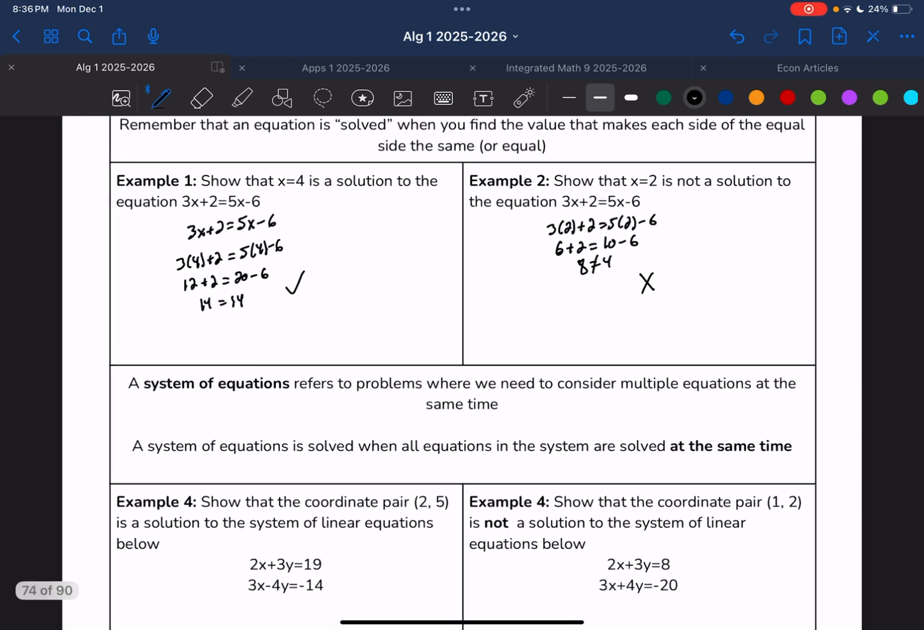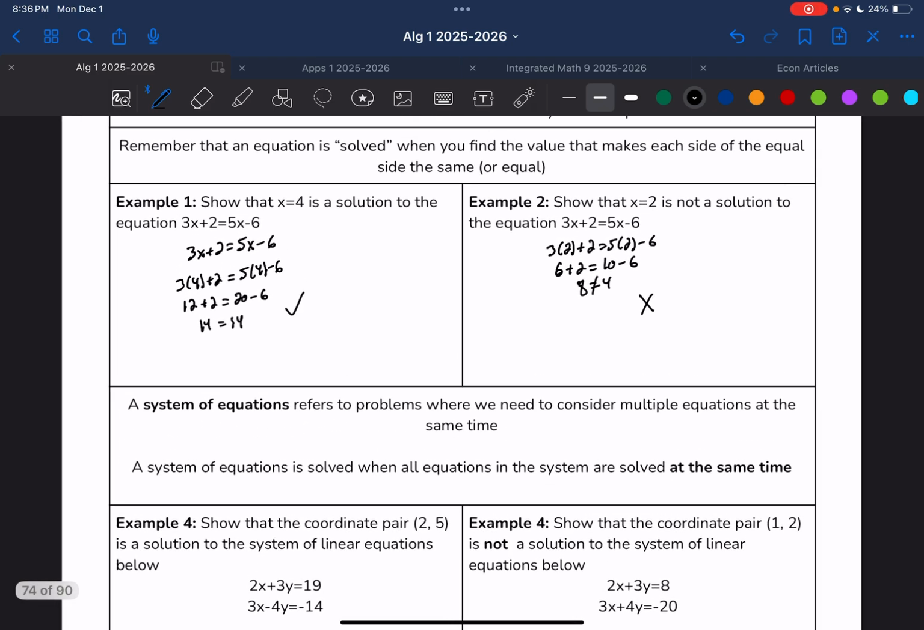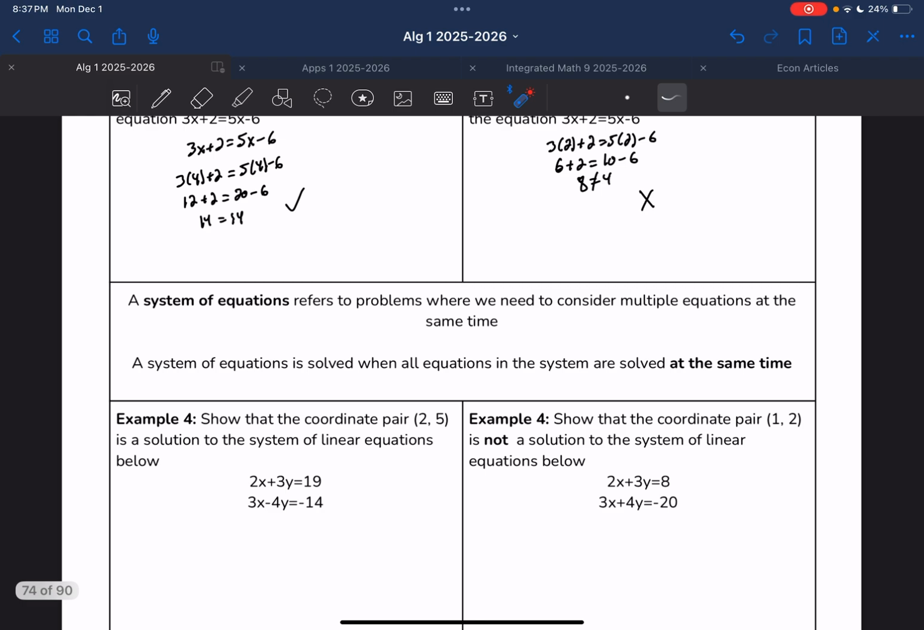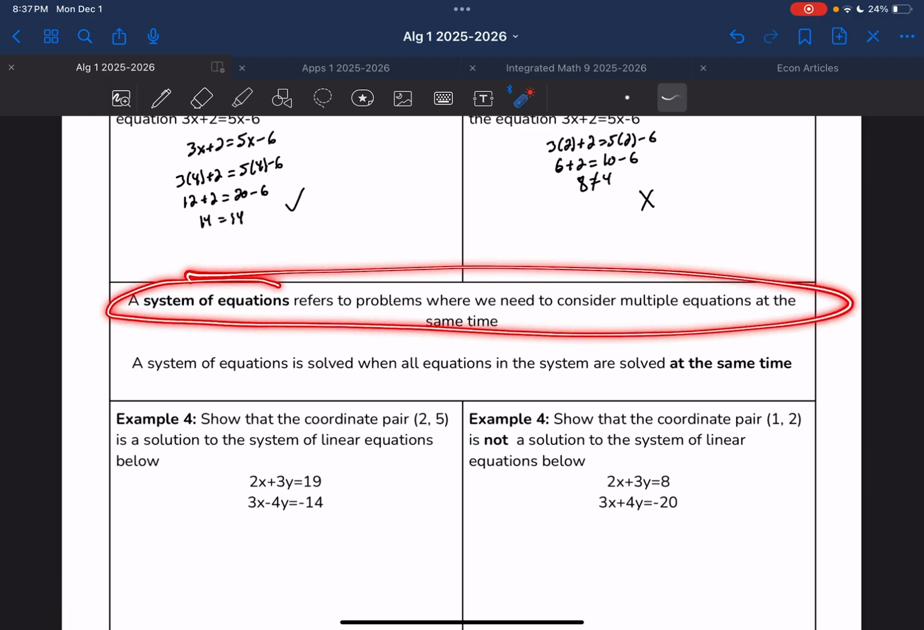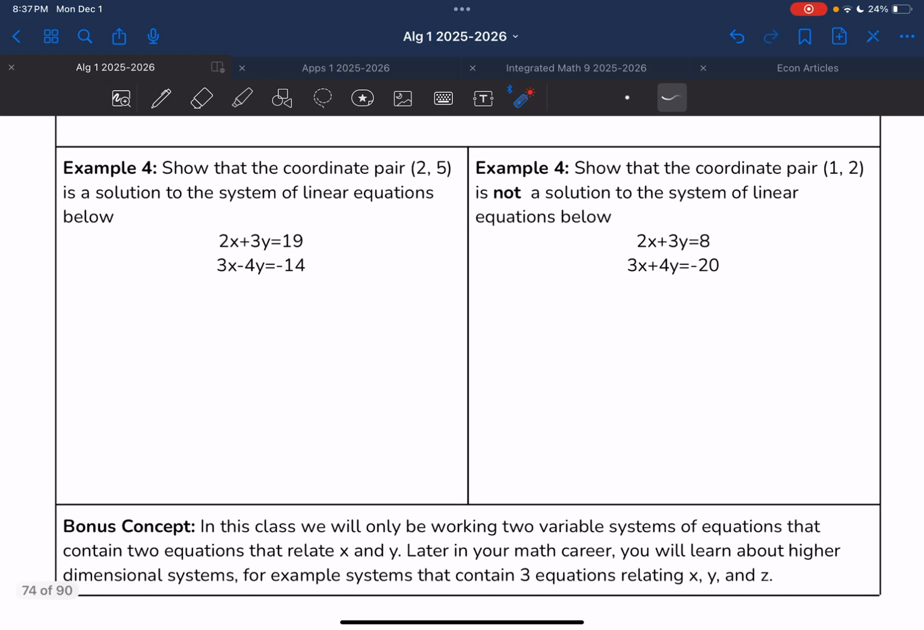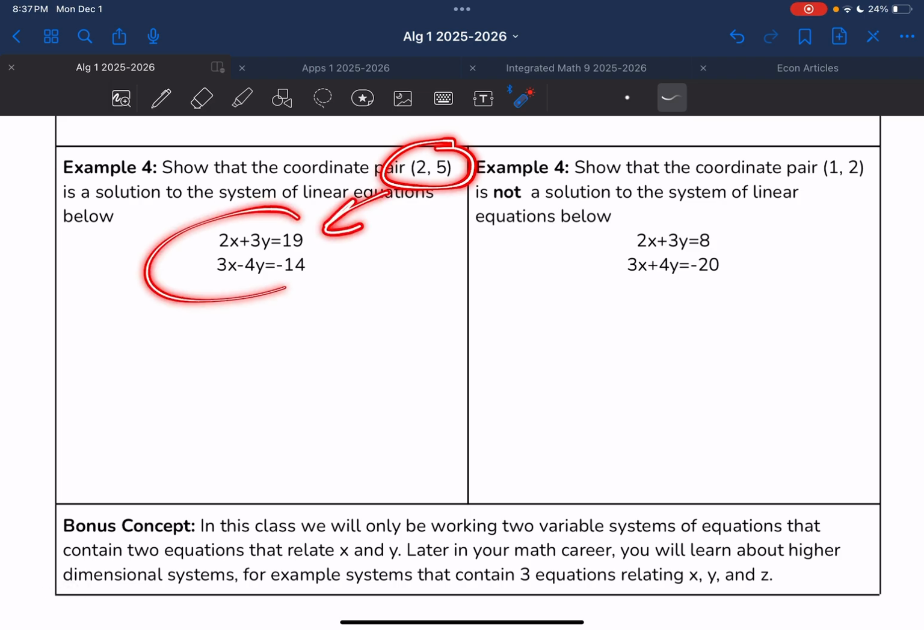This is how we think about finding a solution for a single equation. Now we're going to be looking at a system of equations. We're going to have multiple equations with multiple variables, and we need to solve all of the equations at the same time. We want to find one set of values, x and y, that solve multiple equations at the same time. I have an example of one pair that does solve this system, and one pair that does not.